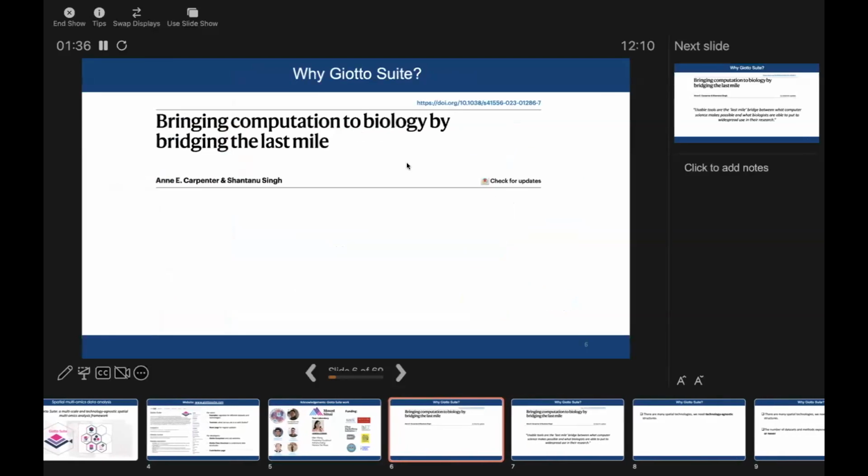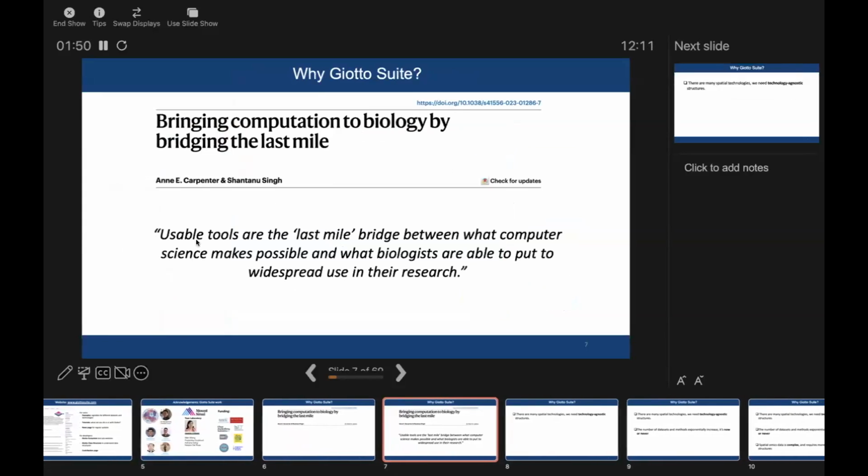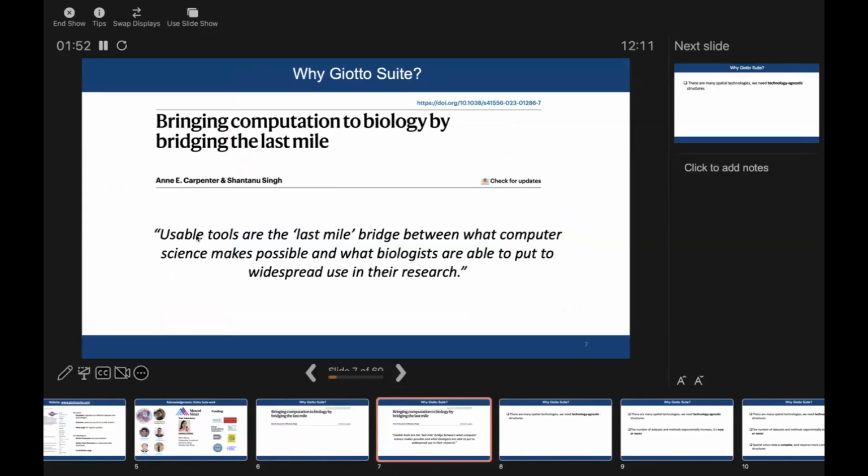All right, so what are we trying to do? I really need to say thank you to Anna Carpenter and Shantanu Singh, who recently put out this beautiful, very small paper about bringing computation to biology by bridging the last mile. I'm just going to read this out loud. It's all about making usable tools that are the last mile bridge between what computer science makes possible, so what method developers do, and what biologists are able to put to widespread use in their research. So we're trying to make something that is as easy to use, but also as flexible to use. And that's not always that easy.